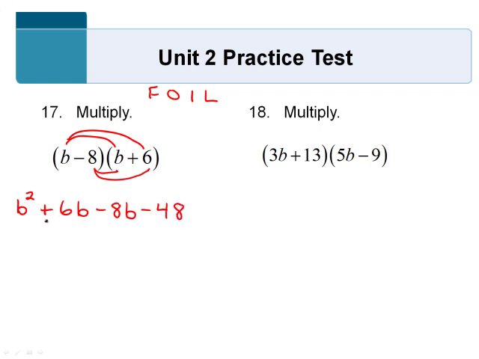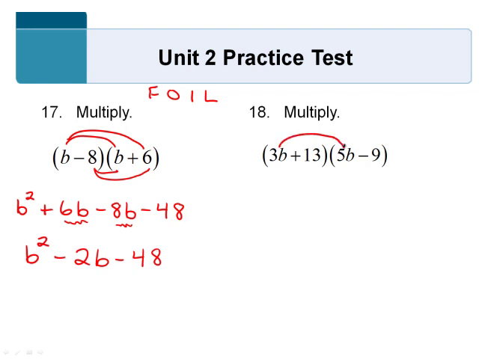So now you combine like terms. You've got like terms here with the b's. So b squared comes down. 6b minus 8b would be negative 2b, or not 2b, a little bit of Shakespeare, minus 48. And there's your answer. Okay, so same thing on number 18.